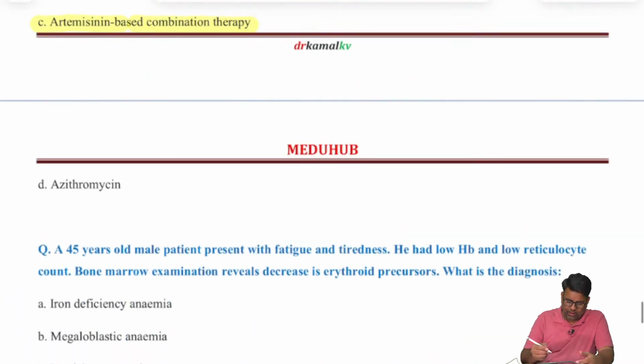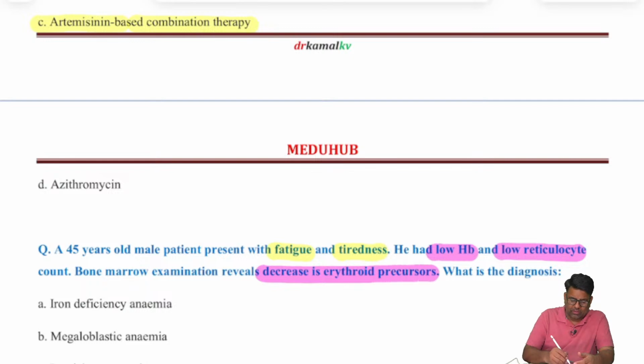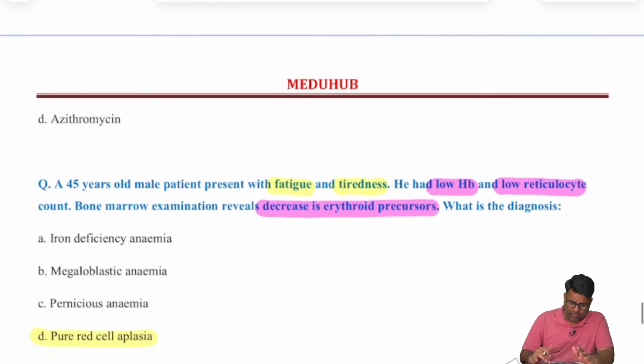Now, this one question we have already discussed. Here, our patient presents with fatigue and tiredness, and what we found is that he's having low hemoglobin and low reticulocyte count, and there is a decrease in erythroid precursors, right, without involving the WBC or the platelet precursors. So low hemoglobin, low reticulocyte count, specifically affection of the erythroid precursors in the bone marrow. Straightforward, your diagnosis has to be pure red cell aplasia, right? So just remember this question.